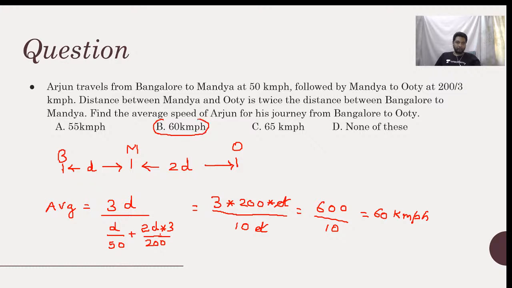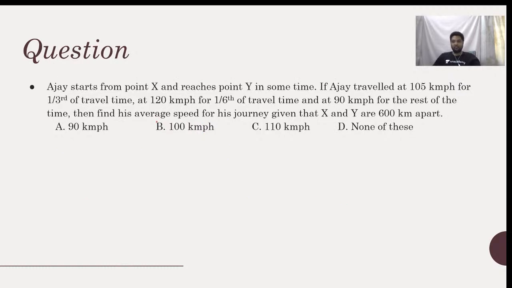Answer option B. Is that clear? Next, let us look at another question. Here, he says, Ajay starts from point X and reaches point Y in some time.